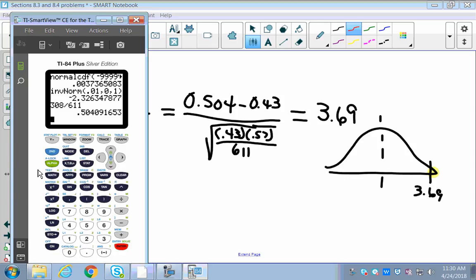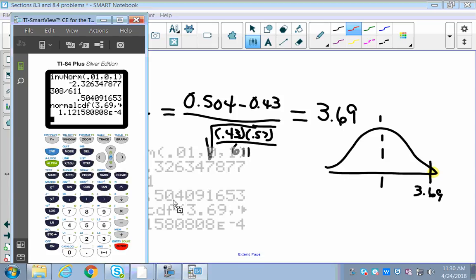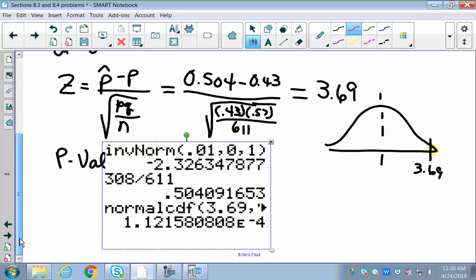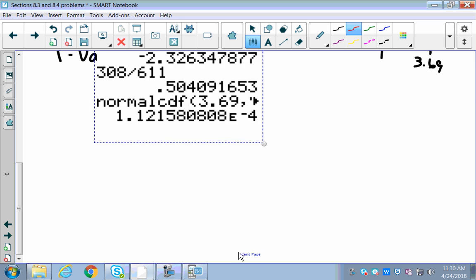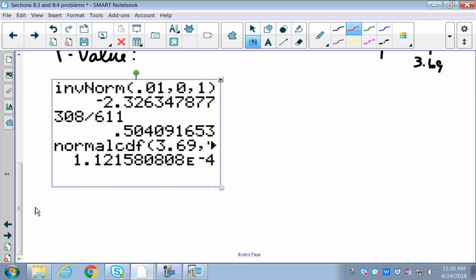So I'm going to go second, distribution, normal curve. My low end this time is 3.69. My upper is 99999. And I'm going to come down and paste. And I'm going to find, wow, good. I'm glad it did that, so I can explain that again. Look at that. It's just floating wherever it wants to float instead of where I want it to float.